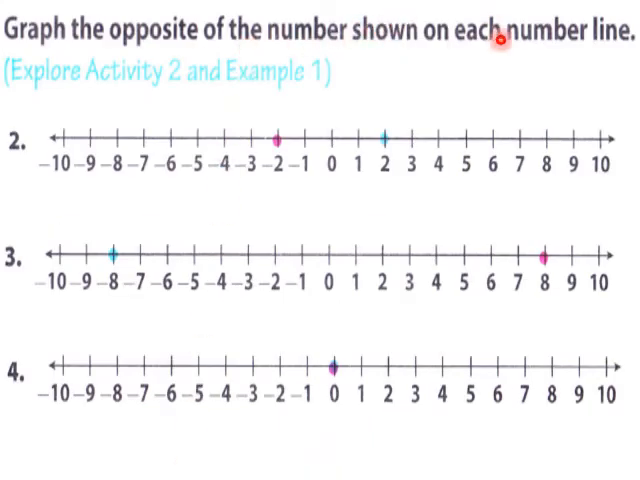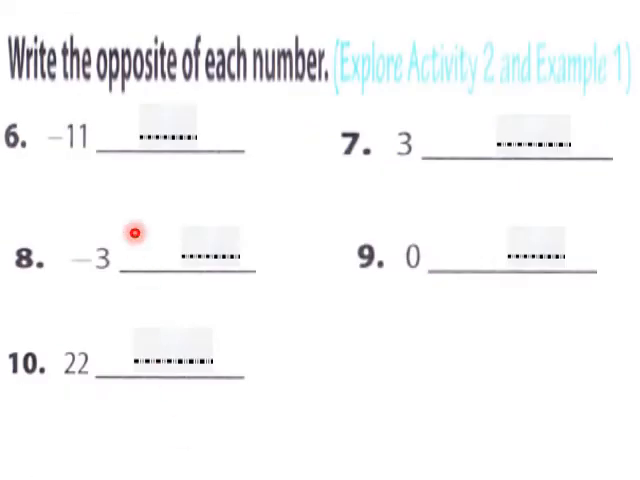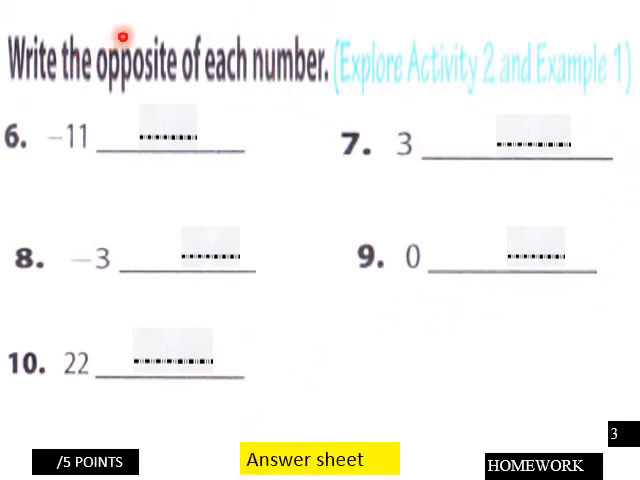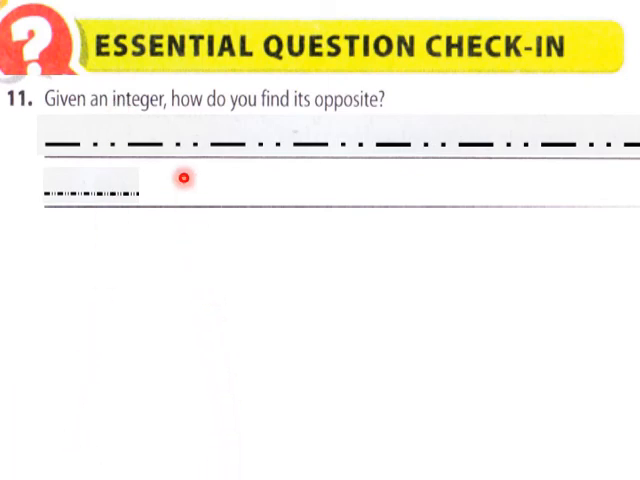Graph the opposite of the numbers shown on each number line. Graph the opposite there of these numbers here. And then write the opposite of each number. So you would write the opposites here in your blanks. If you want the solutions to these, you'd have to get a solution PowerPoint, which is available, by the way, teachers. Given an integer, how do you find its opposite? Then they want you to provide an explanation of how to physically or mentally find the opposite of an integer.